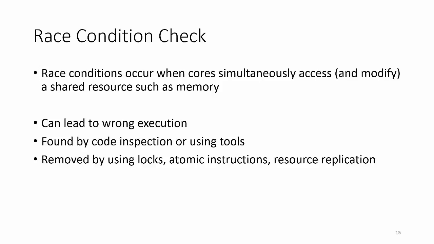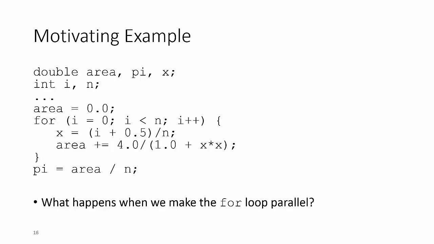But when you run it for a long time, or if you have many cores, you exercise the system more heavily, and then you will typically find it. So either you find it by code inspection and you're good at writing your code, or you use tools, and then you use locks, atomic instructions, or resource replication to remove these data races. So here's a motivating example. This is code that calculates the value of pi.